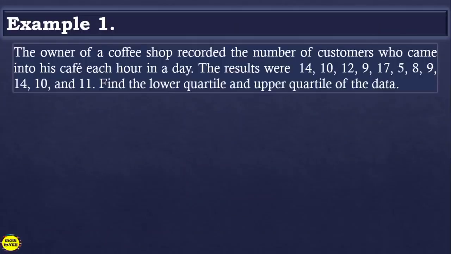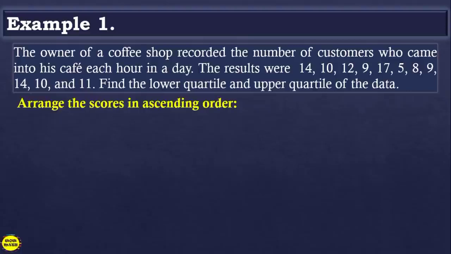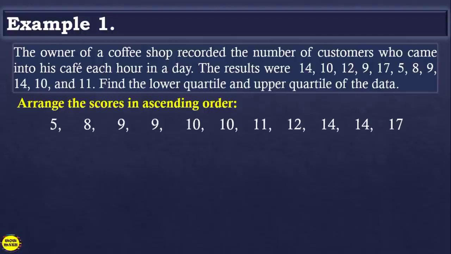So for example, the owner of the coffee shop recorded the number of customers who came into his cafe each hour in a day. The results were 14, 10, 12, 9, 17, 5, 8, 9, 14, 10, and 11. Find the lower quartile and the upper quartile of the data. So first, arrange the scores in ascending order. Yun ang unang-una natin gagawin, i-arrange muna natin yung given data in ascending order.